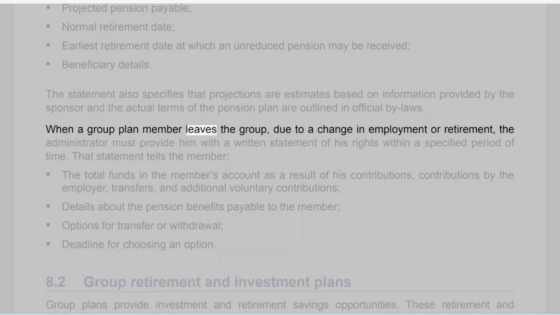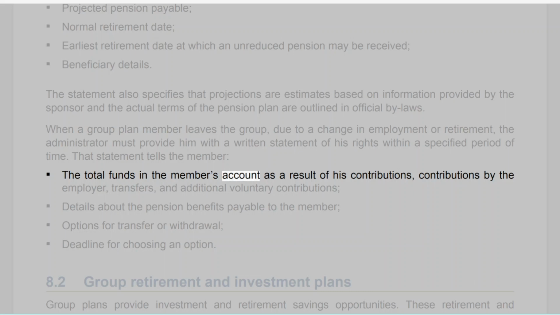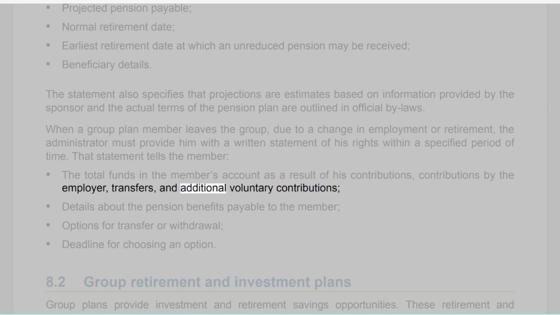When a group plan member leaves the group, due to a change in employment or retirement, the administrator must provide him with a written statement of his rights within a specified period of time. That statement tells the member the total funds in the member's account as a result of his contributions, contributions by the employer, transfers, and additional voluntary contributions; details about the pension benefits payable to the member; options for transfer or withdrawal; and the deadline for choosing an option.